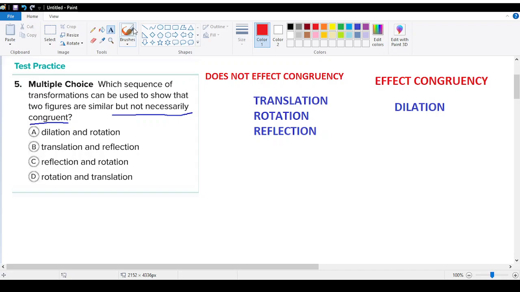Now read the question again one more time. Which sequence of transformation can be used to show that two figures are similar but not necessarily congruent? What do you think? A, B, C, or D? A. That's correct because we need to have the dilation. That's correct. Let's go to the next question.